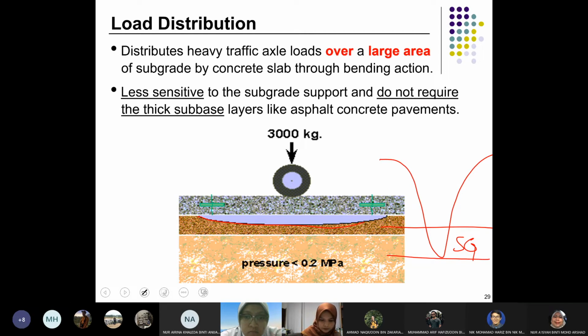Okay, it does not require thick subbase layer seperti flexible pavement. Sebab load dia di sini, kalau tengok ni, dia tak transmit terlalu dalam macam ni, macam kita punya flexible pavement.